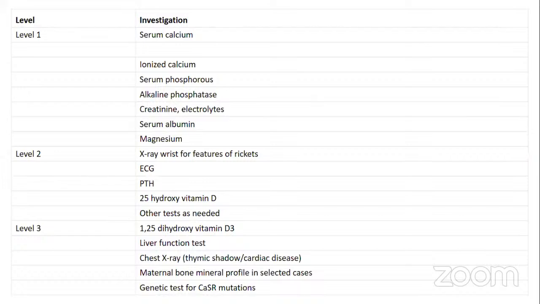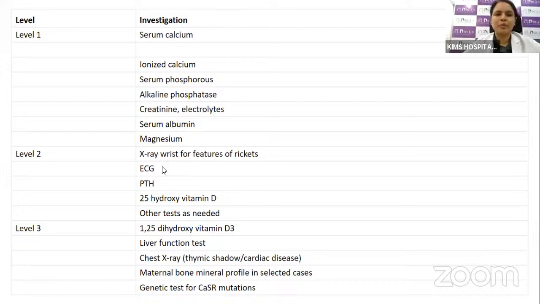So having confirmed the presence of hypocalcemia and having looked into the detailed history and physical examination, what are all the investigations that one needs to consider? So these are the level 1, level 2, and level 3 investigations in a documented case of hypocalcemia. The need for all these investigations should be very carefully individualized based on the clinical setting. Of course, any baby with suspected hypocalcemia will need confirmation by doing serum calcium and ionized calcium levels.